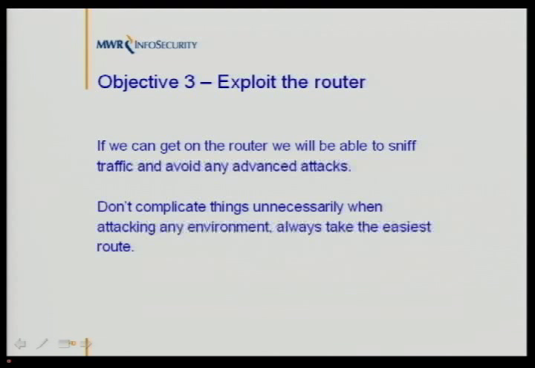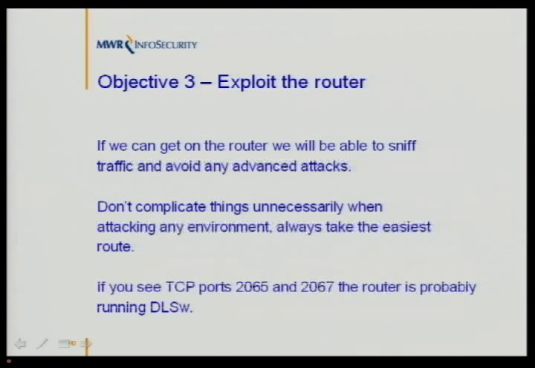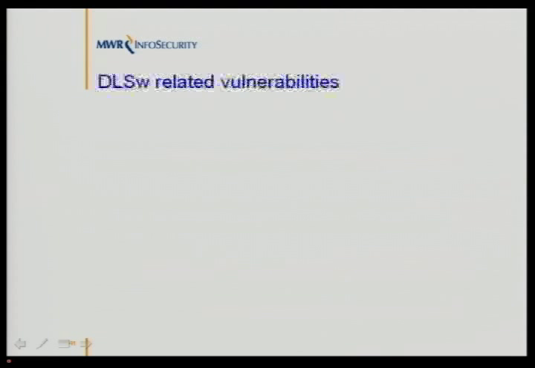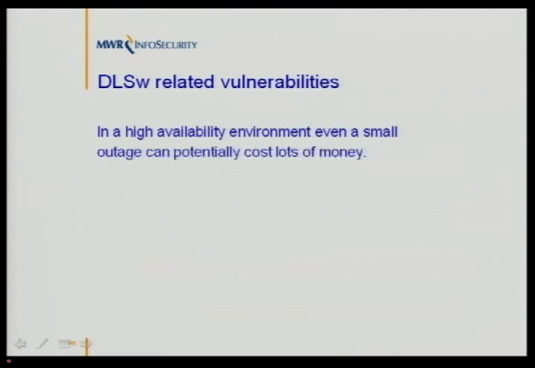If the routers that the traffic is passing through are vulnerable, then take advantage. When you're examining the routers, if you see ports 2065 and 2067, the router more than likely is actually running DLSW. And in the course of the research I've been doing, I've actually found out some interesting little things to do with DLSW on some common routers.